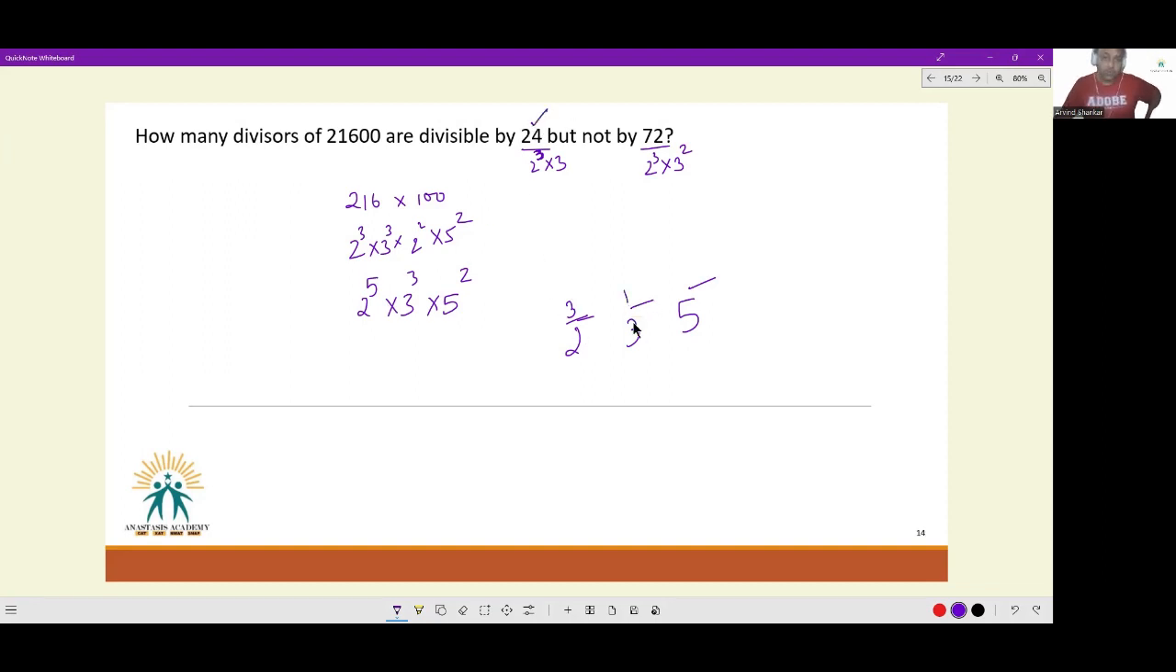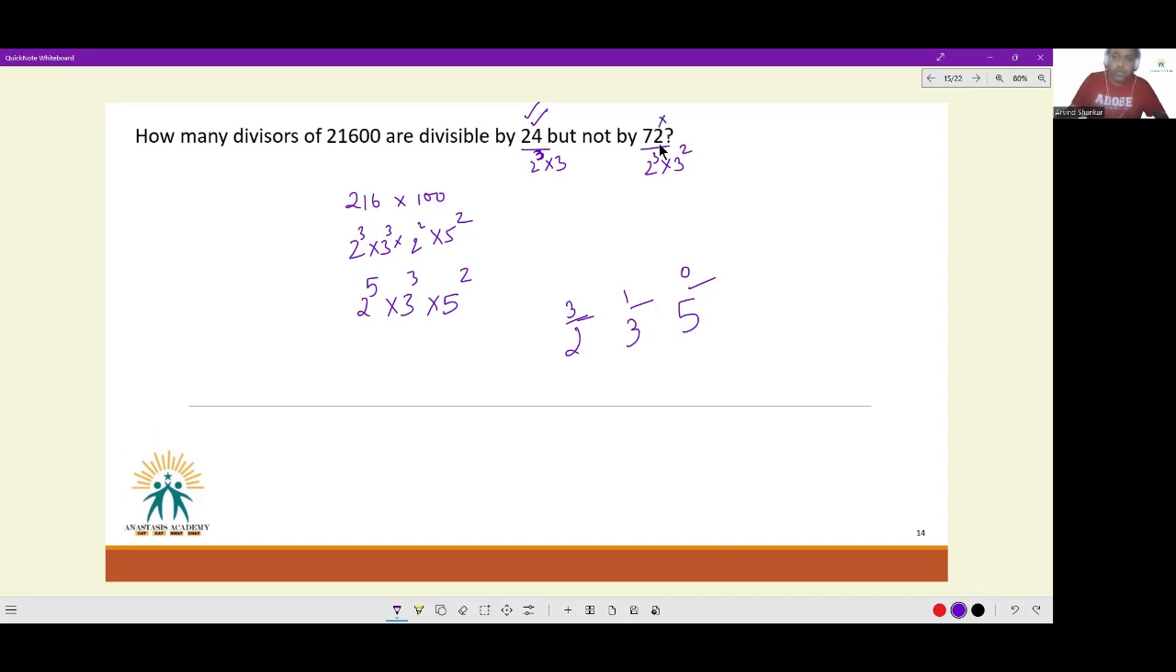I need at least 1 power of 3. Then it will be a multiple of 24. It will be divisible by 24. I need 0 powers of 5 for it to be divisible by 24. Now, I wanted the factor that I'm creating to be divisible by 24.